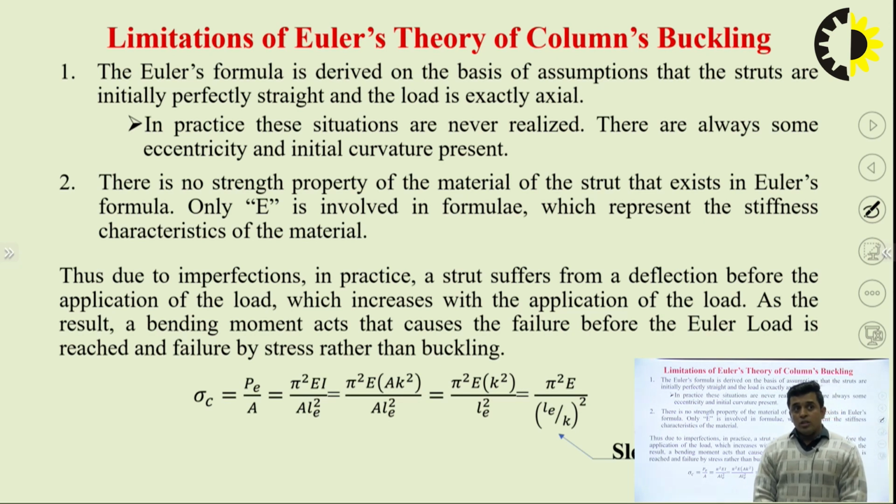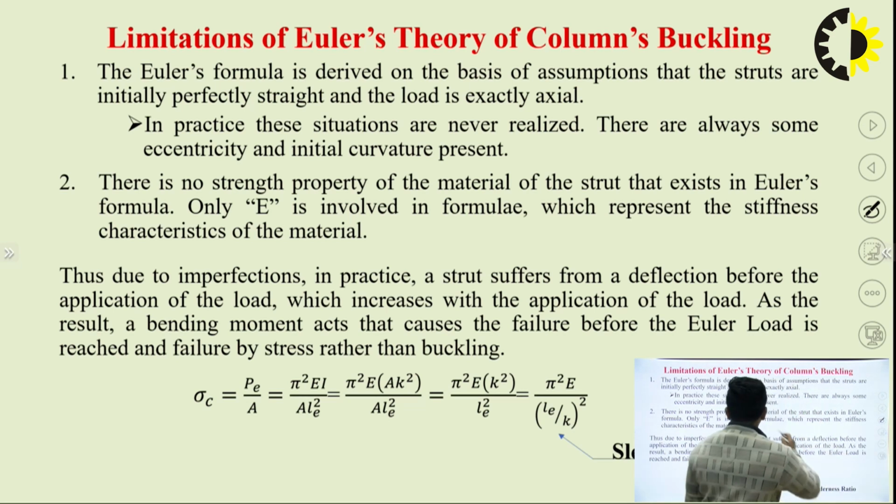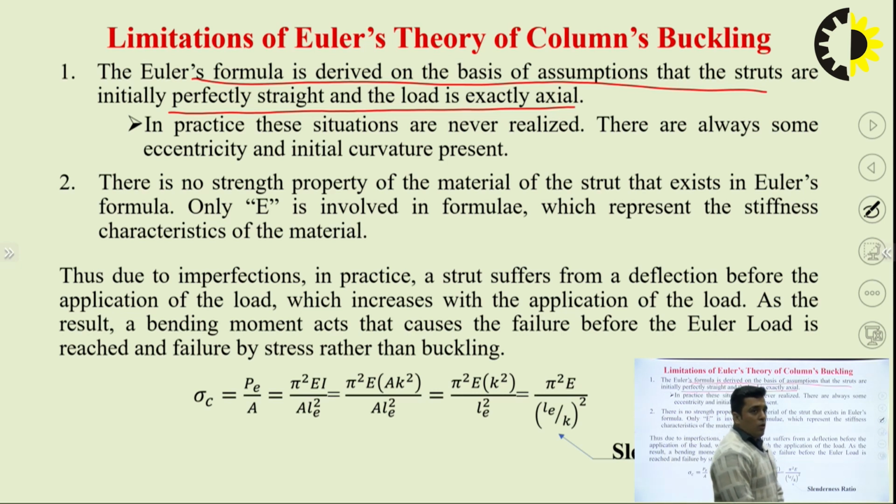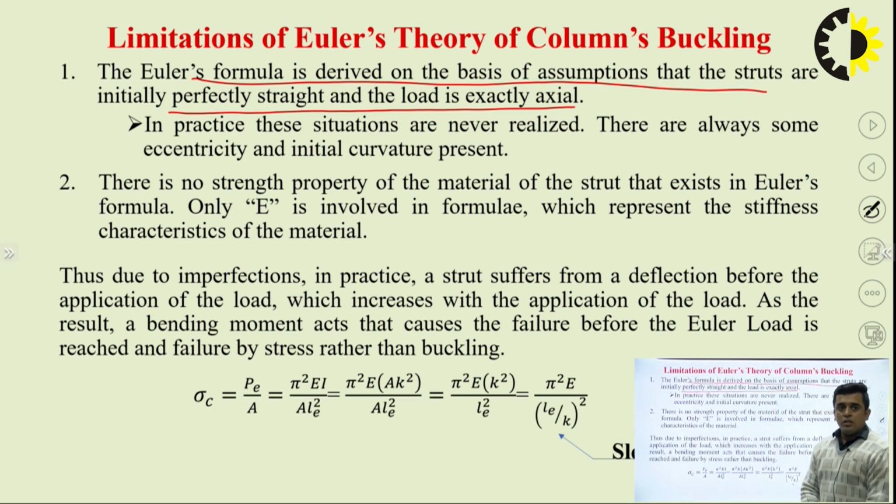In practice situation, if you see what I have written in the first point, the Euler's formula is derived on the basis of the assumption that the struts are initially straight and the load is exactly axial. Now, what is the question here? Basically we are assuming that our column is failing only due to buckling, but that is not the entire case. Sometimes the column may fail due to crushing also.